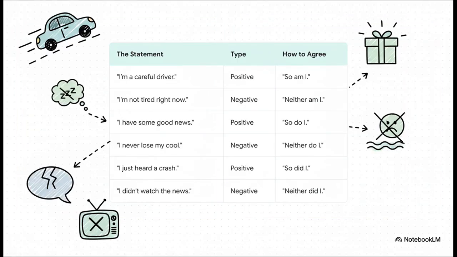Say your friend says, I'm a careful driver. That's positive, right? So you'd say, so am I. Easy. But what if they say, I'm not tired right now? That's negative. So you switch it up. Neither am I. And notice how the little verb changes to match the original sentence. If they say, I have some good news, you say, so do I. Or if it's in the past, like, I just heard a crash, you'd say, so did I. Once you see that pattern, it just clicks. It's a really cool logical system.